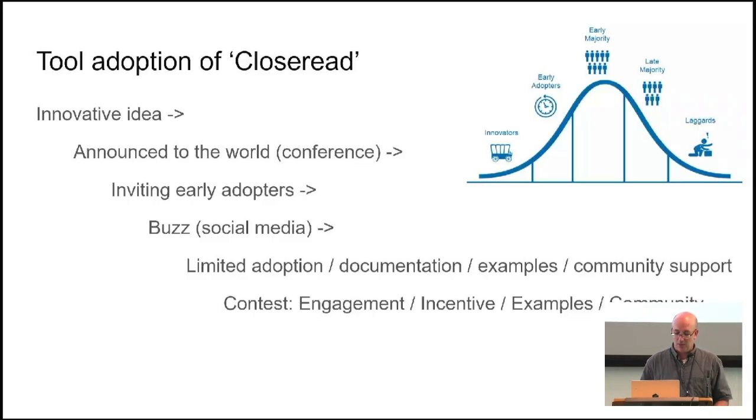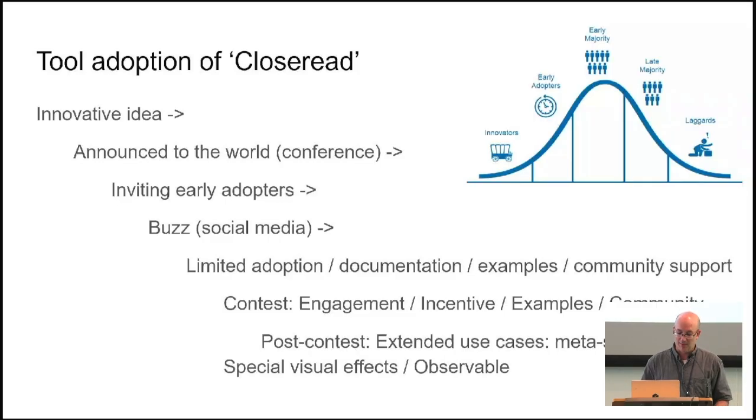So the contest was designed to bring some more engagement via incentive and create a code base of examples and community, which in retrospective was a success because after the contest, now there are 60 examples, I think, with extended use cases. Someone even wrote a meta-shiny editor to do that automatically. And there are also special visual effects and support of Observable. That's really cool.